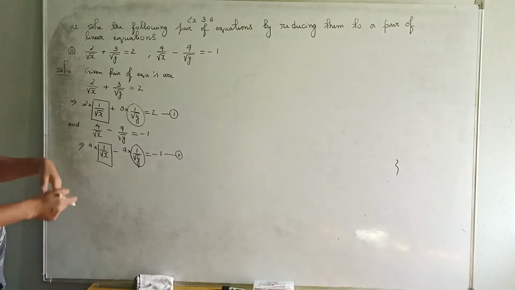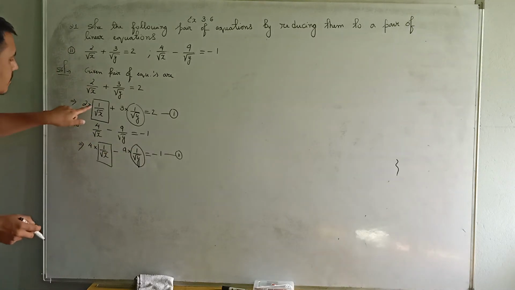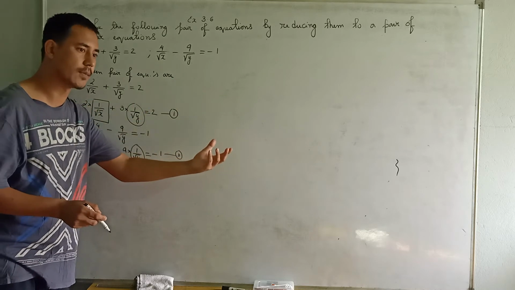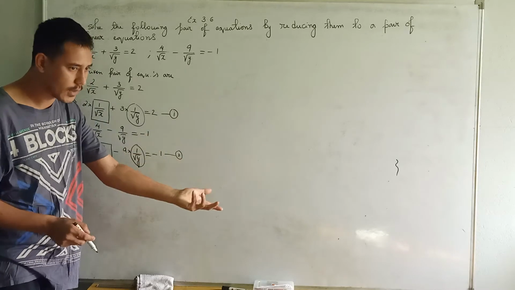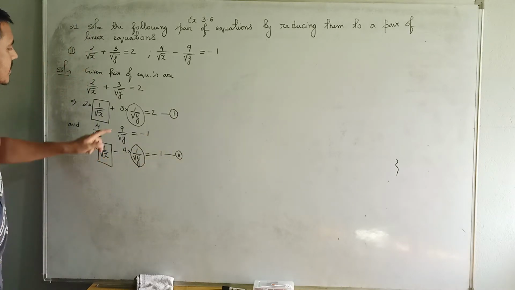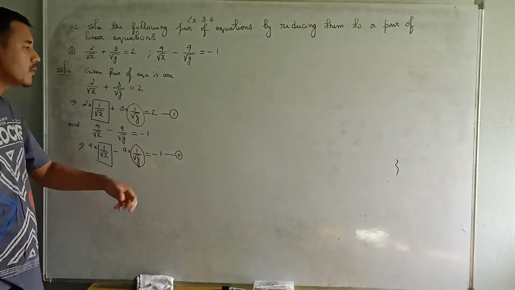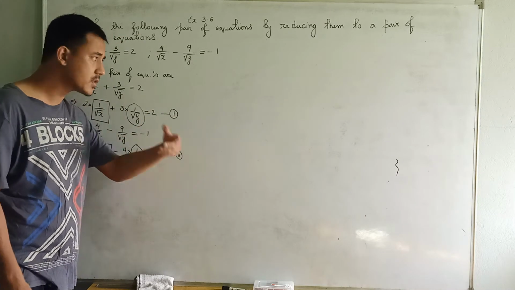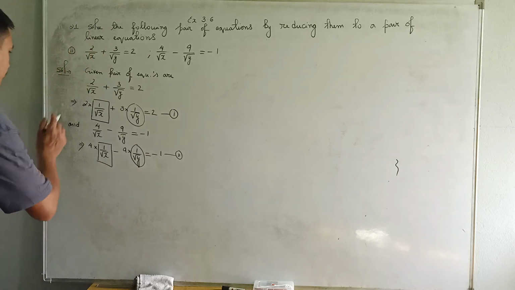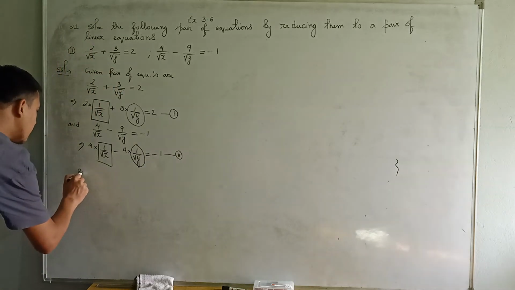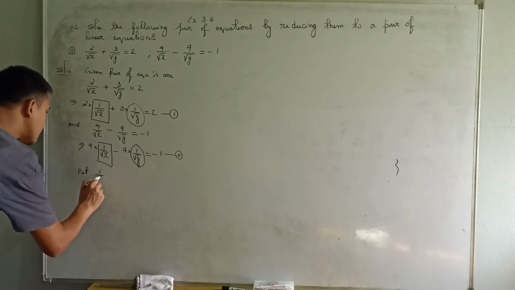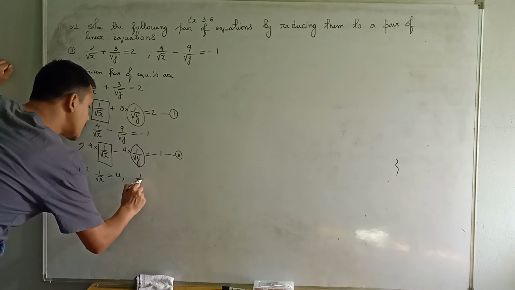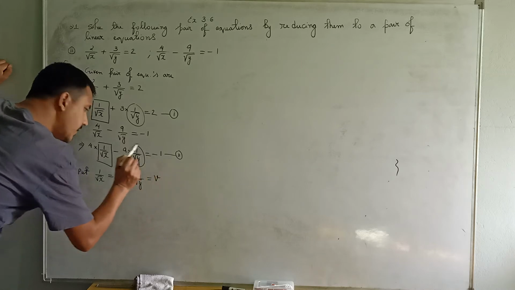The 1 upon square root of x is never linear, right? So in place of 1 upon square root of x, you put another variable, say u with power 1. And instead of 1 upon square root of y, you substitute another variable, say v, whose power is 1. So what I'm going to do is put 1 upon square root of x as u and 1 upon square root of y as v.